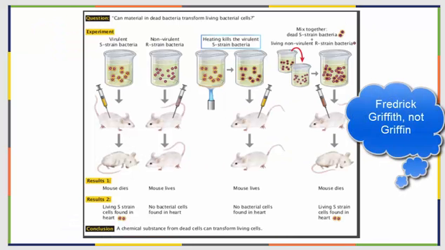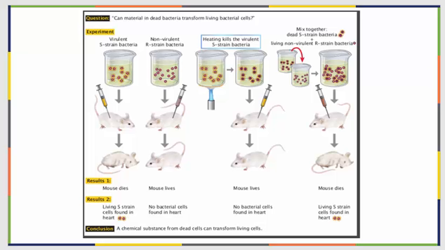Frederick Griffith was another scientist who studied DNA and its transforming principle. His question that guided his experiments was, can the material in dead bacteria transform living bacterial cells? Two strains of S. pneumoniae were used in Griffith's transformation experiments. The R strain was non-pathogenic and didn't affect the mice. The S strain was pathogenic and caused the mice to die.